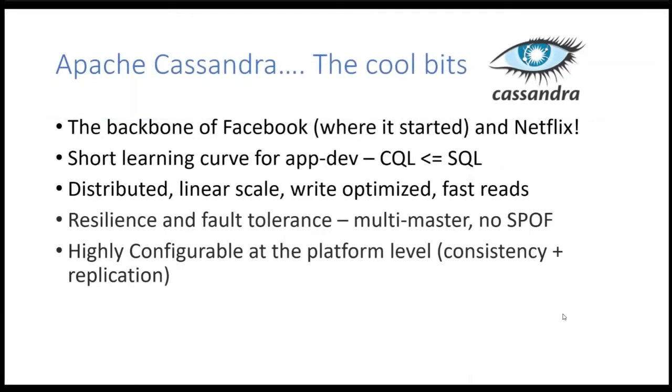So in terms of Cassandra, what are the cool bits? So what are the not so cool bits? Of course, it's the backbone of Facebook, which is where it started, and Netflix. And the benefits of the platform are obvious. It's distributed, linear scale, write optimized, fast reads. It's a very high performance system. And it has a pretty short learning curve for app developers as well.